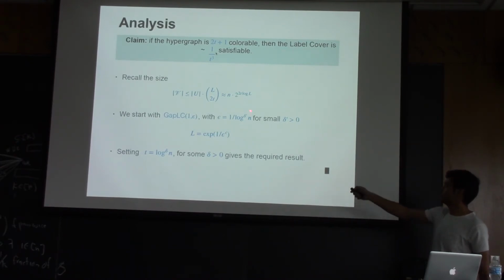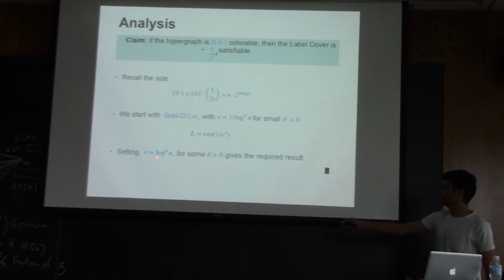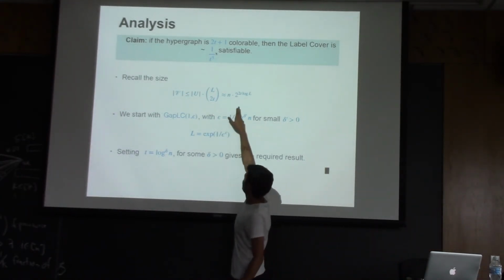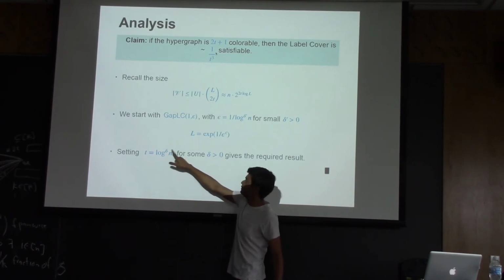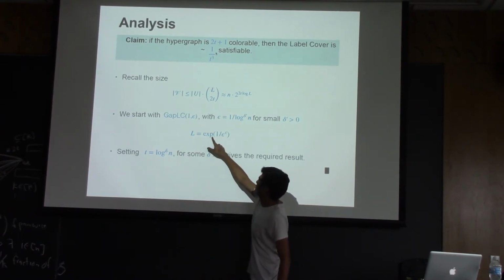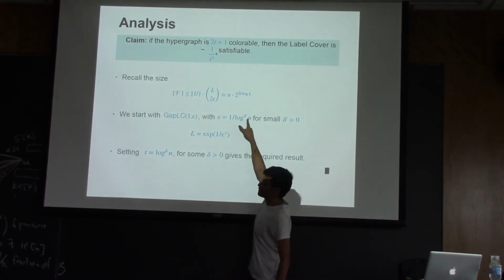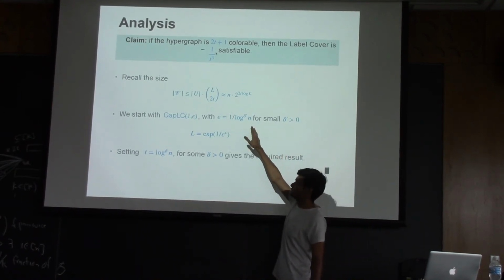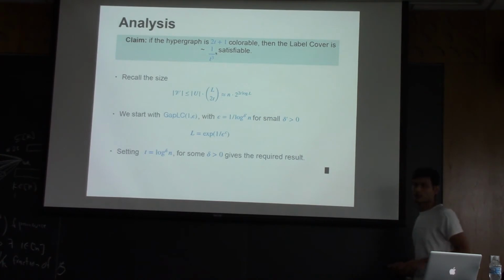So if you just plug it in, the size of the hypergraph you get is n times 2 to the polylog n, if you set T to be log polylog n. So this T is polylog n, whereas this is much smaller than 1. And log n is just log to the delta prime n. So overall, the number of vertices is in fact almost linear in n.